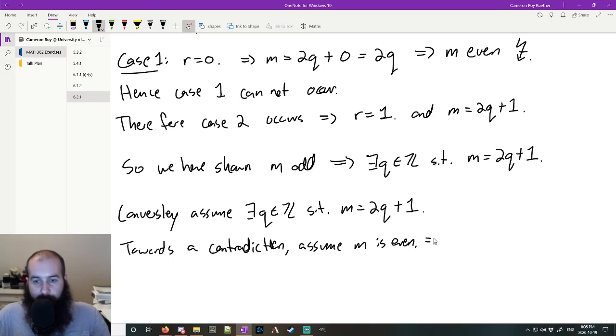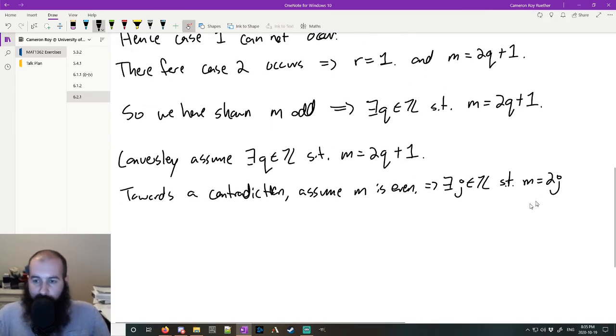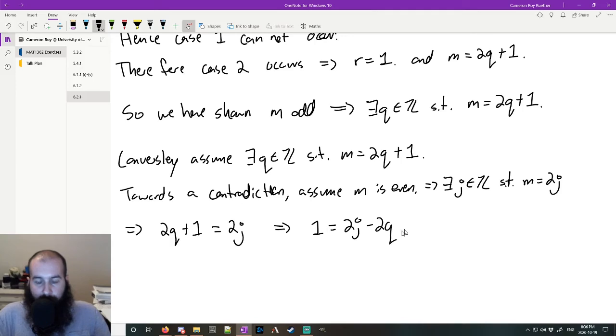If m is even, this means that there is some integer j such that m is equal to 2 times j. But now we have two different descriptions of m. So this means that 2q plus 1 is equal to 2j. Now we can rearrange this. Let's move this 2q over to the other side. So this means that 1 is equal to 2j minus 2q, where this is 2 times (j minus q).